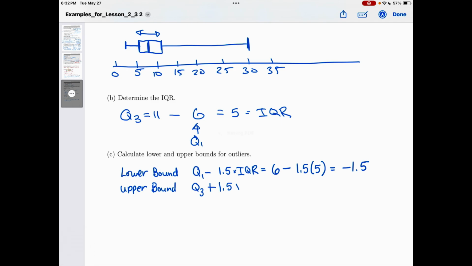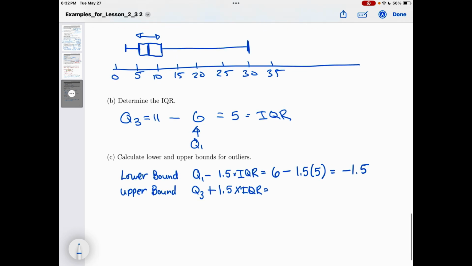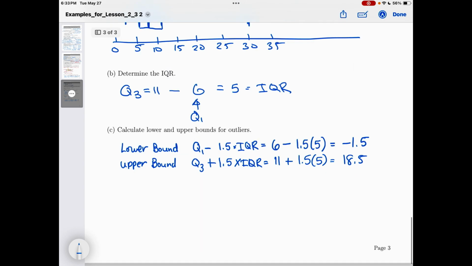The upper bound is when you take Q3 plus 1.5 times the interquartile range. So Q3 is 11. So we're going to take 11 plus 1.5 times the interquartile range, so 11 plus 1.5 times 5. And that's going to give us 18.5.